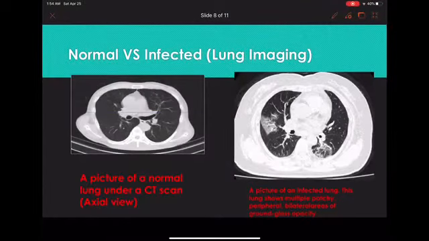So on this slide we have a normal versus infected lung using the lung imaging. These are both axial views of the lung. One of them is normal, the one on the left, and the right one is the infected. So the first one is perfectly normal lung. The one on the right, if you can see the differences, there are some ground glass opacities or patches bilaterally on both lungs.